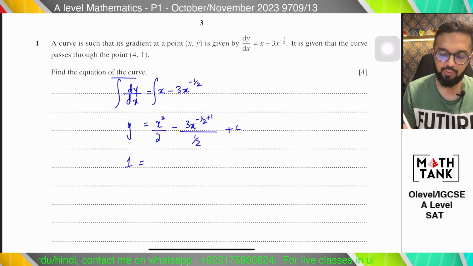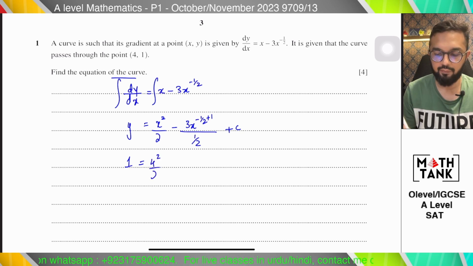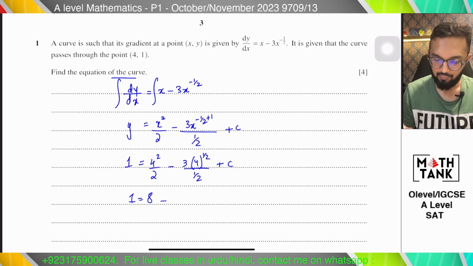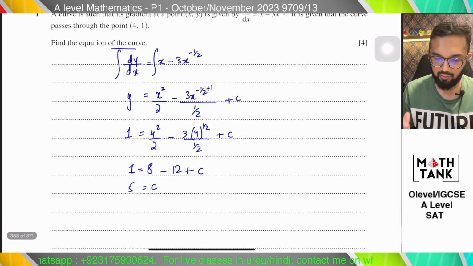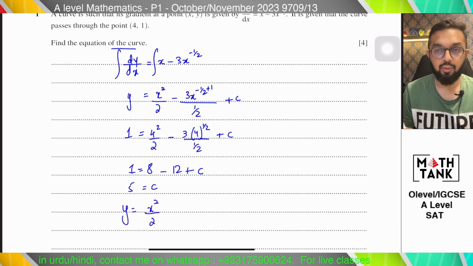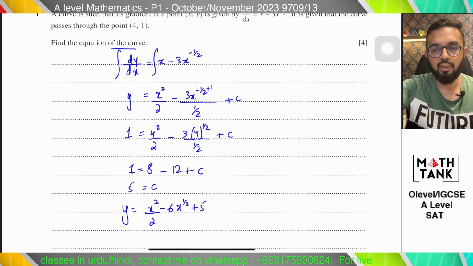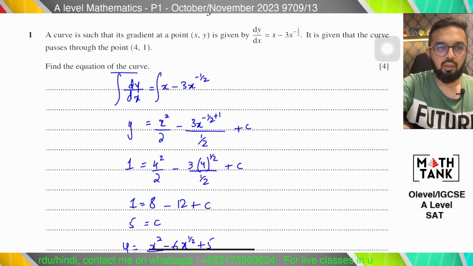Now to figure out c, I will use that point 4 comma 1 and say that this is 4 squared over 2 minus 3 into 4 power half over half plus c. So that should give me 8, minus 12 plus c, so c comes out as 5. So my equation is y equals x squared over 2, and then 3 divided by half gives me 6, x power half, minus 6x power half plus 5. Let's check if that is the correct answer. Okay, that is the correct answer.